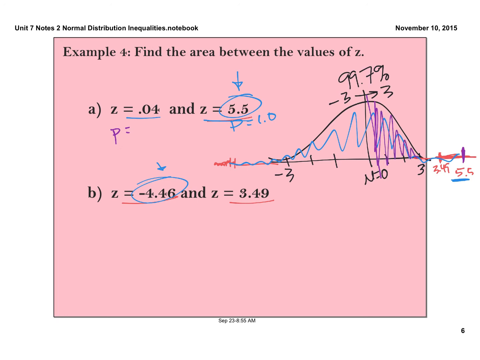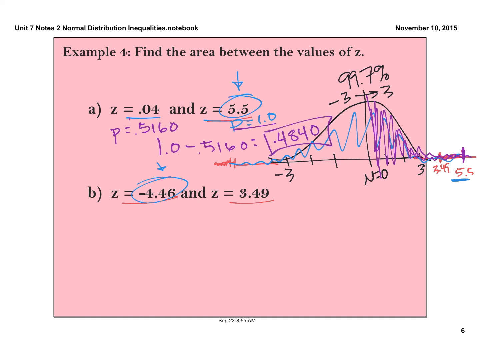I want this region. Okay, I want that region of data right there. So find your 0.04. And that's like I thought, just about 50%. So 0.5160. And this is probability of 1, and then subtract the two. 1.0 minus 0.5160. So the piece that's between is 0.4840. That's my probability there.